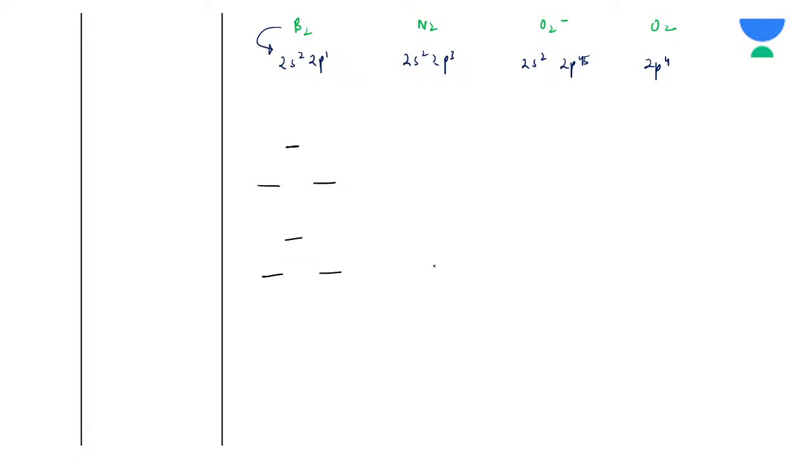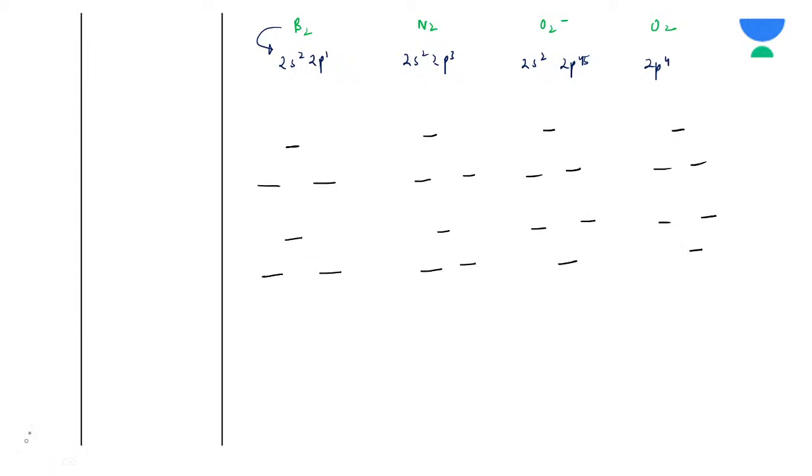Next you have nitrogen. Again you have sp mixing over here, so similarly you have to draw these molecular orbitals like this. Next you have oxygen, where there is no sp mixing, so you have to draw these molecular orbitals like this.